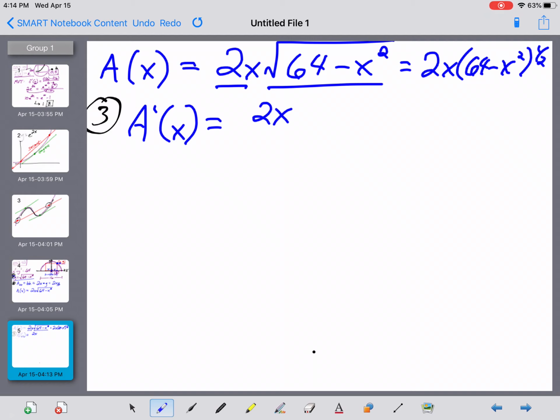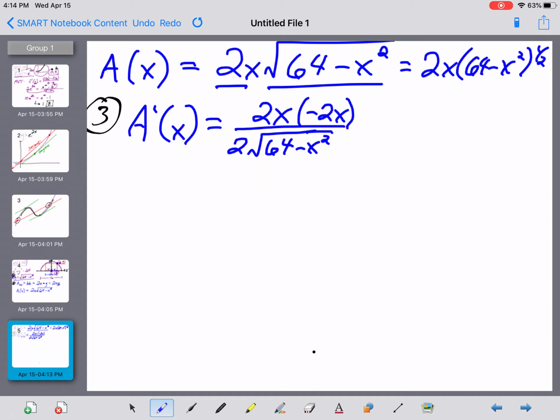So the derivative of that second part is going to be a 1/2. That 1/2, we'll put a 2 on the bottom, then a 64 minus x squared to the negative 1/2. That gives us a square root on the bottom of 64 minus x squared, and let's not forget the chain rule, times the derivative within, which is going to be a negative 2x. And we'll put that up in the numerator as well.